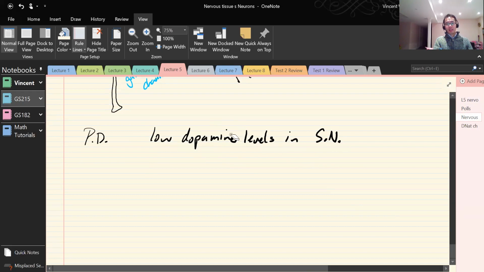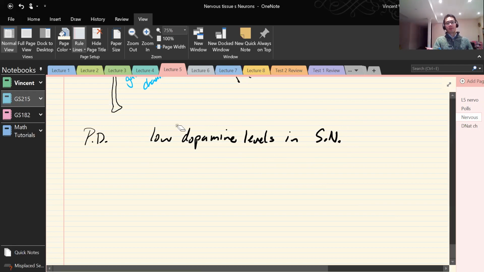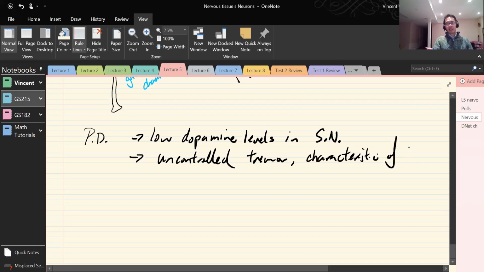Normally the dopamine in the substantia nigra will suppress unwanted motion. Like if I'm trying to write something, I don't want my hand to be shaky. I want to have precise control of my hand, so I need to suppress unwanted motion. That's why I need the dopamine. So when you have low dopamine levels in the substantia nigra, that will result in uncontrolled tremor, which is of course characteristic of Parkinson's disease.